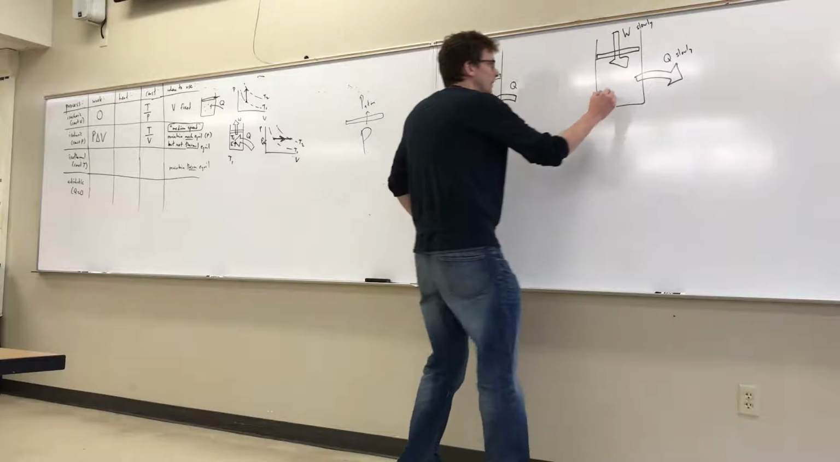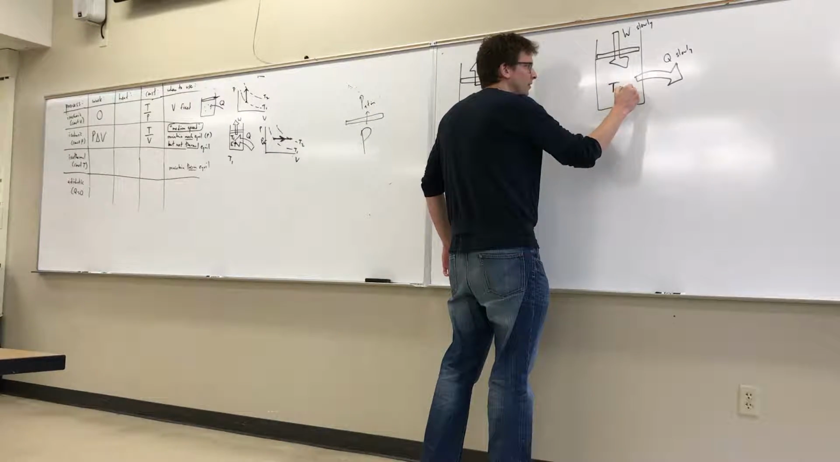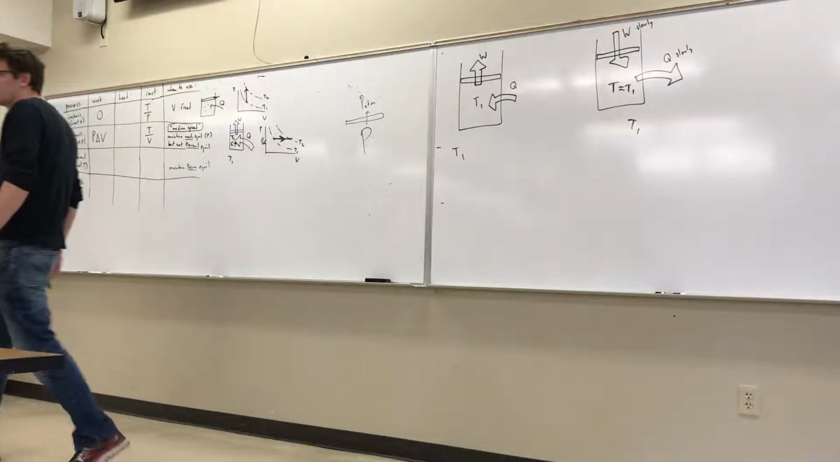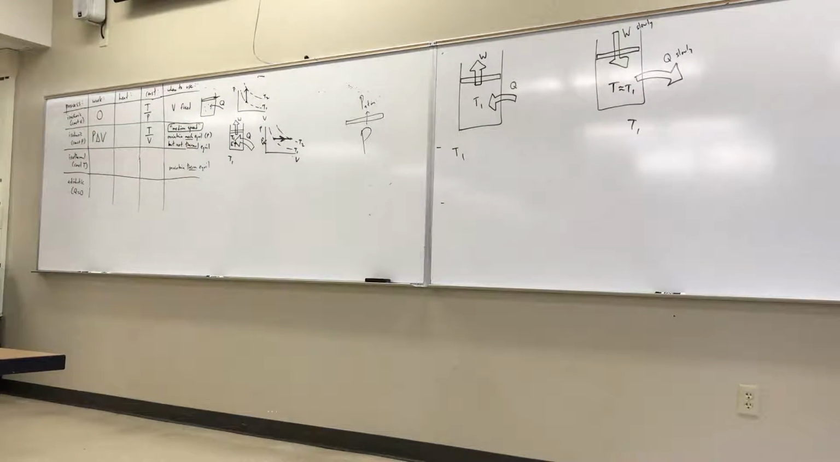Because remember, the temperature in here is basically still T1. We want to maintain it in thermal equilibrium with the environment. So we're going to be limited by the fact that Q tends to flow out very slowly, so we have to very slowly put in work.